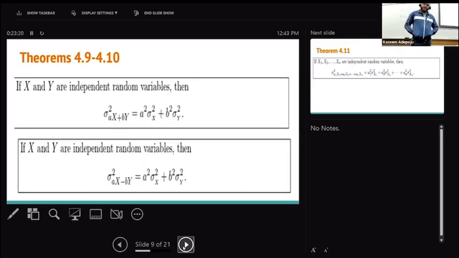We want to go into a theorem now. If you look at theorem 4.9, I have a linear combination of x and y, and I want to obtain the variance. When you take a look at maybe z equals ax plus by, the a and b are constants.